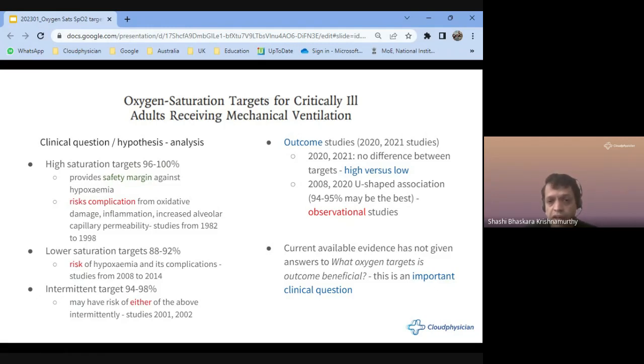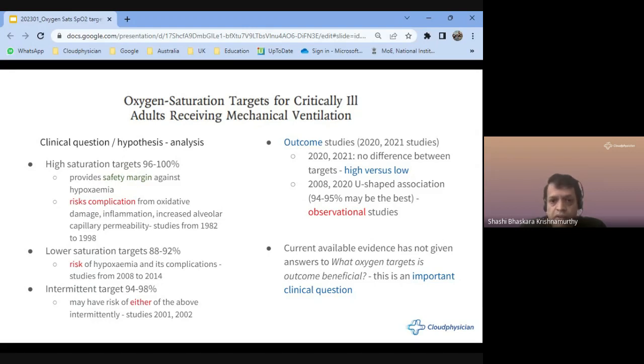High saturation targets, what is known from the hypothesis analysis. High saturation targets of 96 to 100% provide safety. I have done a lot of color coding. Green usually means it's a good thing, risks and complications, or something which brings attention to my mind for caution, is in red, and the blue are the highlights of what has been seen.